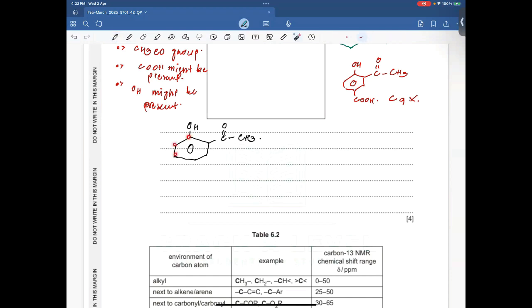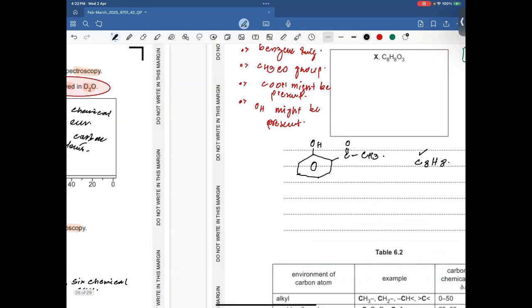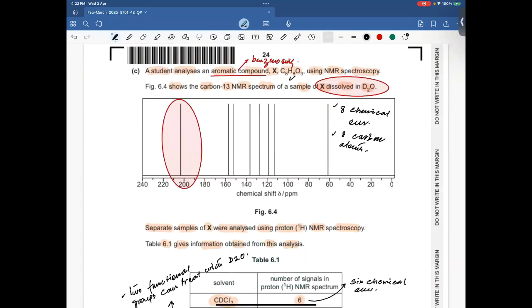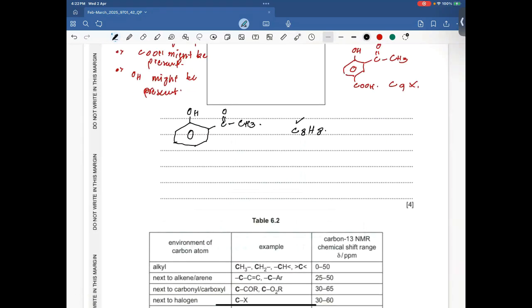Count the carbons: 1, 2, 3, 4, 5, 6, 7, 8. We have 8 carbon atoms here. So carbon is satisfied. Let's talk about oxygen. Oxygen is not satisfied because we have 2 oxygen in this formula, and the examiner has given us 3 oxygen atoms. So 1 oxygen left. Remember, 1 oxygen left. How many hydrogen atoms? 1, 2, 3, 4, 5, 6, 7, 8. 8 hydrogen atoms, and 8 carbon atoms. These two are satisfied. Oxygen is not satisfied. What we can do is, I'll write another OH here.